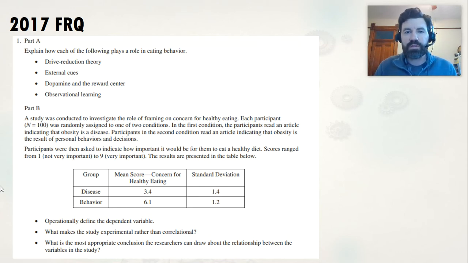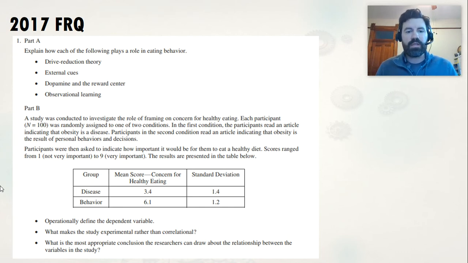If this sounds familiar, it's because we kind of talked about this one in class. Participants were then asked to indicate how important it would be for them to eat a healthy diet. Scores range from 1, not important, to 9, very important. The results are presented below. So here are the three questions that deal with kind of the research aspect. 1, operationally define the dependent variable. So again, what are they measuring?